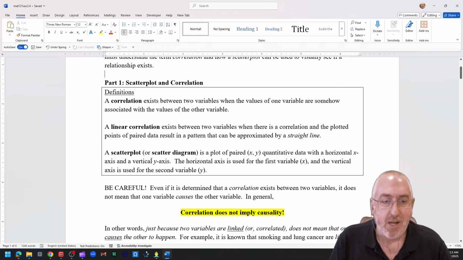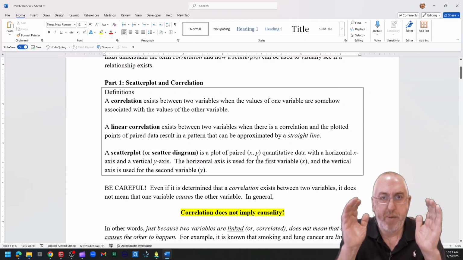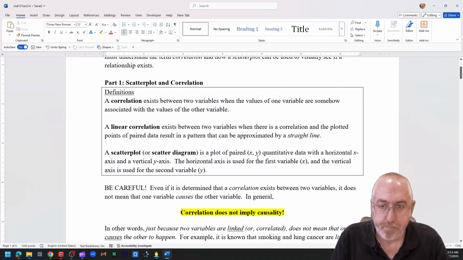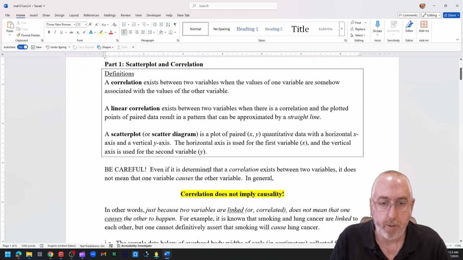So, there's going to be a visual aspect to this exercise, and that's where the scatter plot comes in. A scatter plot or a scatter diagram is a plot of paired data of the form (x, y), so it's an ordered pair, it has parentheses around it, with a horizontal x-axis and a vertical y-axis. Now you might remember that from your days in high school, but if not, the horizontal axis is typically used for the x variable, and the vertical axis is used for the second one, which is the y variable.